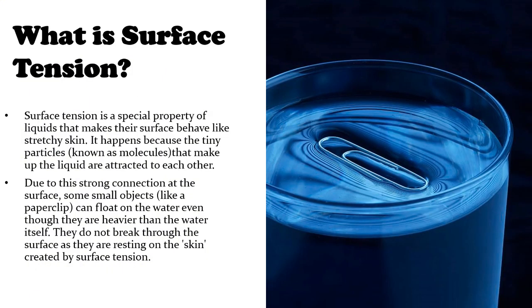Surface tension is a unique property of liquids. It occurs when molecules in the liquid are attracted to one another. Surface tension allows certain small objects to float on the surface, like the paperclip in the photo.